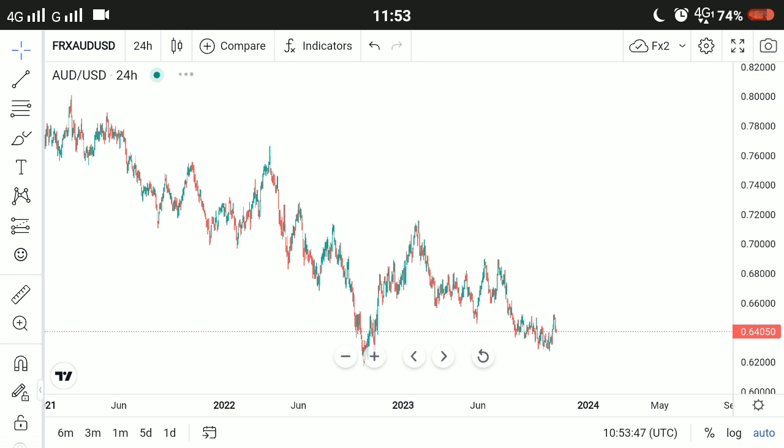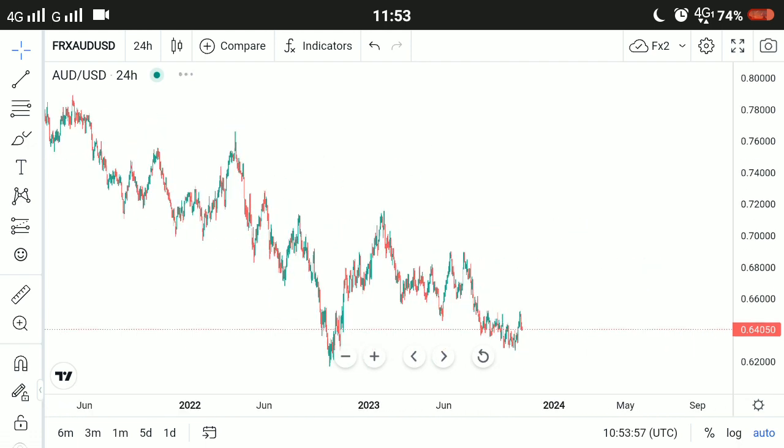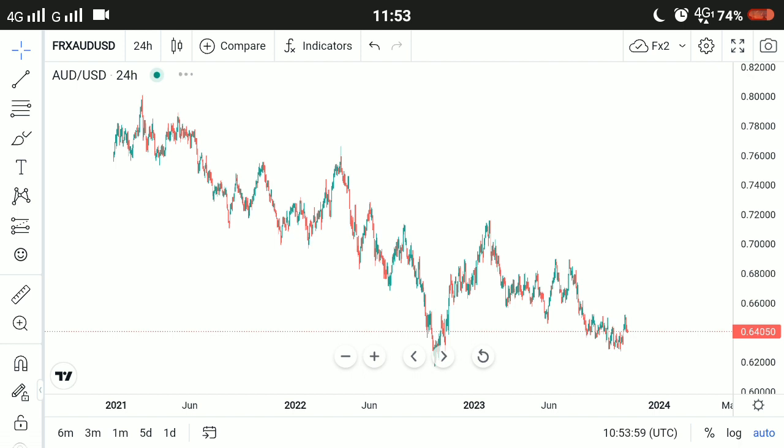Okay, so in today's video we have AUD USD. We're going to be analyzing this pair and showing you what AUD has the potential of doing over the next 1 week.